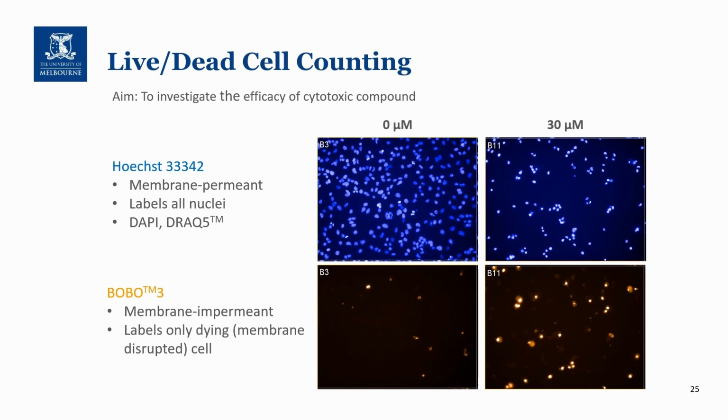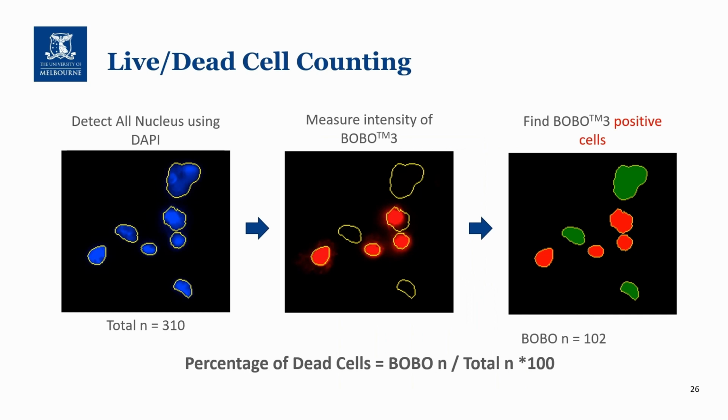These two wells have differing concentrations of the compound of interest, and visually you can see that the well with the higher concentration has more dead cells. To determine the percentage of dead cells, we first need to detect all nuclei using the DAPI signal, and here you can see the outline surrounding each of these nuclei in yellow. Next, we need to measure the intensity of the BOBO3 signal, and using an analysis sequence in Harmony, we can detect where the BOBO3 signal overlaps with the nuclear ROI.